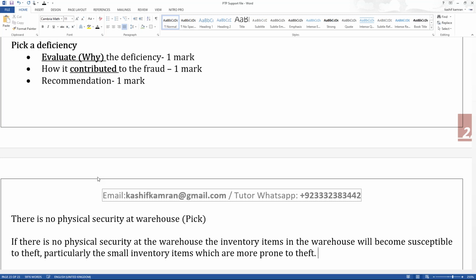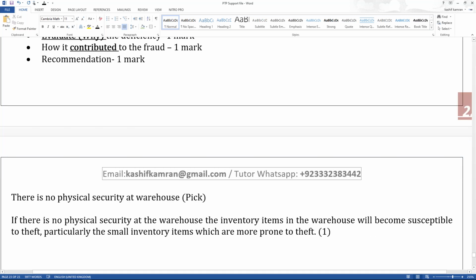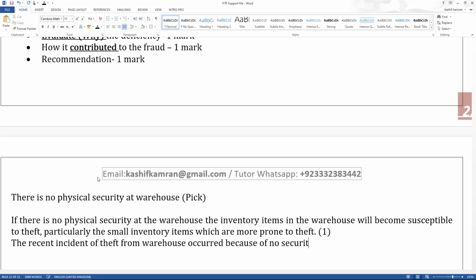Have I explained to the examiner why it is a deficiency? Will I get my 1 mark here? Why it is a deficiency? I change the paragraph and I tell the examiner how it contributed. The recent incident of theft from the warehouse occurred because of no security. So how did it contribute to the fraud? Because there was no security. So no security contributed to the fraud. Had there been security, the fraud would have been avoided. So the recent incident of theft from the warehouse occurred because of no security in place at the time of fraud. So I'll get my 1 more mark for how it contributed to the fraud.